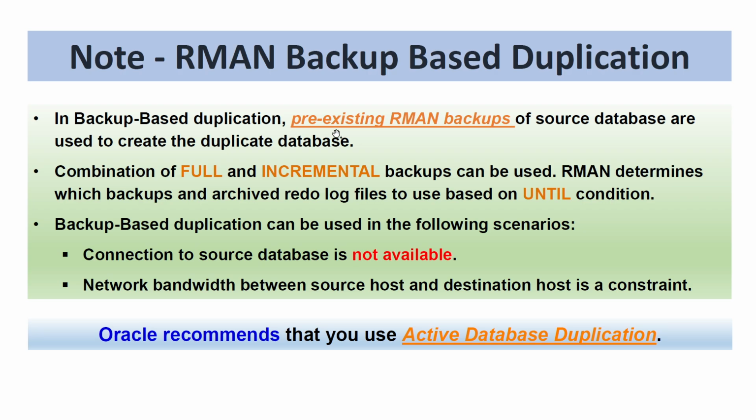In backup based duplication, pre-existing RMAN backups of the source database are used to create the duplicate database. When you run the duplicate command, RMAN determines which full backups, which incremental backups, and which archive redo logs to apply based on the until condition. This method can be used when the connection to the source database is not available or network bandwidth between the source and destination host is a constraint. Let me repeat one more time that the recommended method of duplicating your database as per Oracle is active database duplication, and in the scenarios where you can't use it, you can duplicate your database using RMAN backup based duplication.